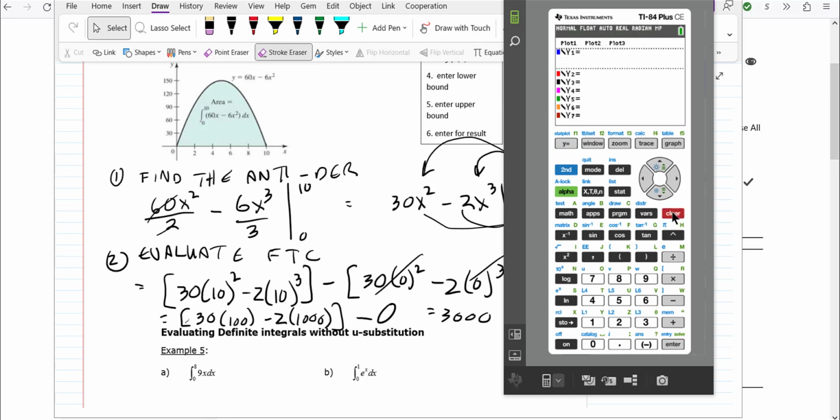Go ahead on your calculator, and in Y1, just put in 60x minus 6x to the second, and set your window up so it's exactly the same as that graph I gave you. So I'm going to press my window button. Now I'm not going to go 0 to 10, I'm going to go 0 to 11. There's an important reason for that. A lot of times on an integral, if you stop at 10, not always, but a lot of times, you'll get an error. That's just the way the calculator does that. So it's not a bad idea to go a little bigger.